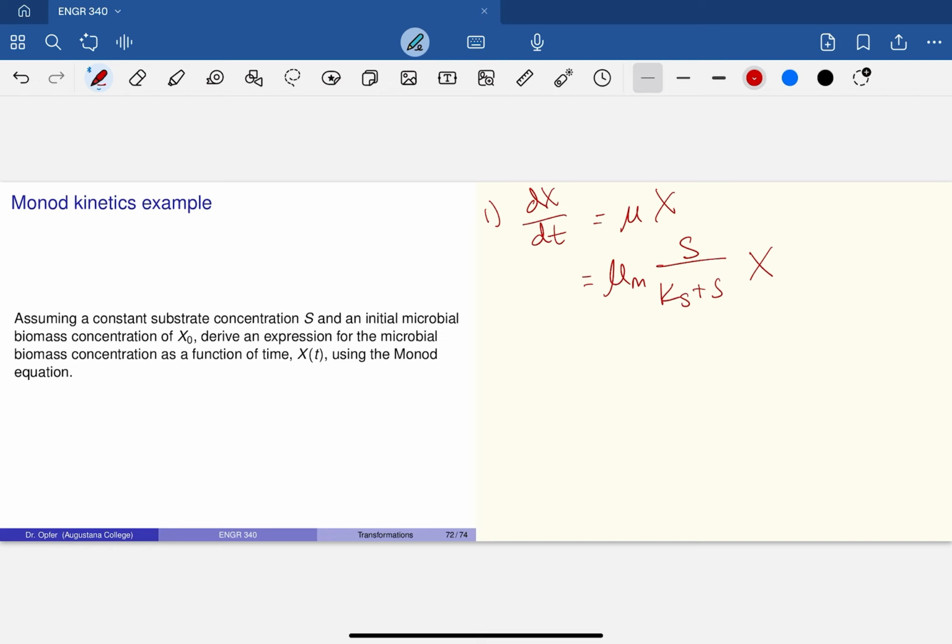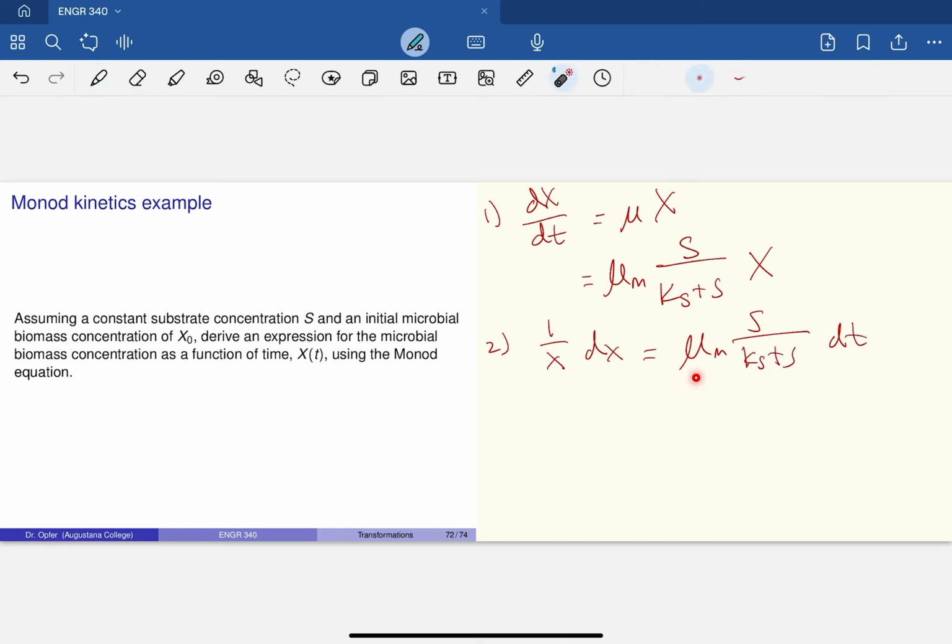Okay, so now same step as normal. We're just going to get all of our X's on one side, meaning I'm going to divide both sides by X, and I'm going to multiply through by dt to get the t over here. So what we find for step 2 is that we have 1 over X dX is equal to mu max times S over Ks plus S dt.